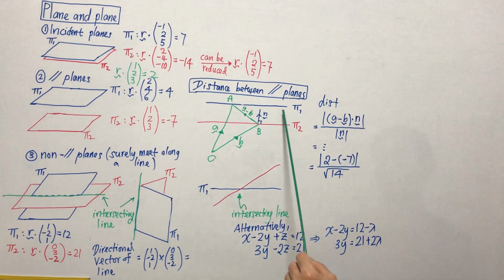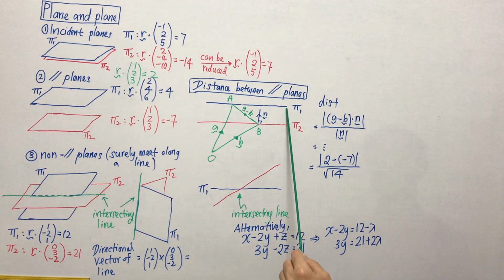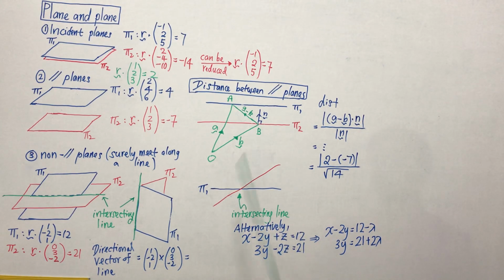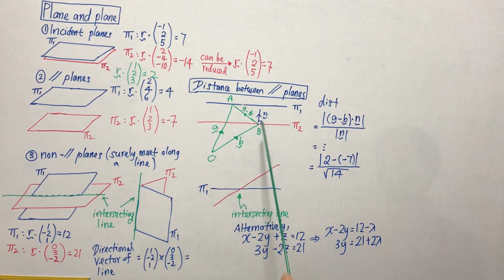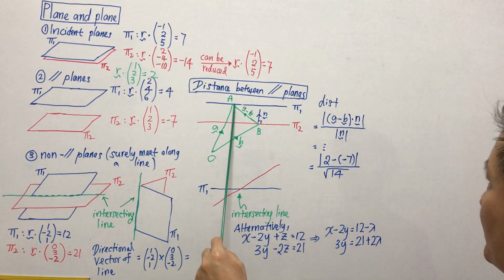If you see these two planes as like two straight lines, and then you have a point A on the first plane and a point B on the second plane, it's always possible to have a point found on the first plane and a point found on the second plane. So then this vector will become A minus B.